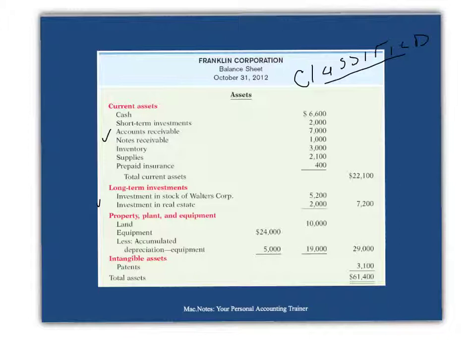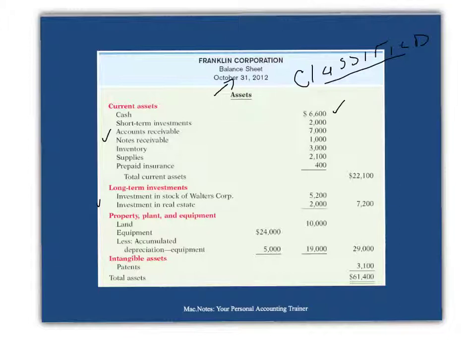To begin with, we take the section of assets, and we take what's called current assets. These are assets that we're going to use up shortly after this date, October 31st, between October 31st and the end of the year. Now we list them in order of liquidity. Liquidity is a term which means cash or near cash. The most liquid asset is cash. And so we have cash, $6,600.